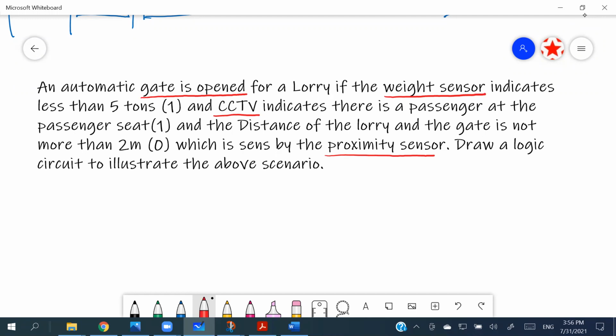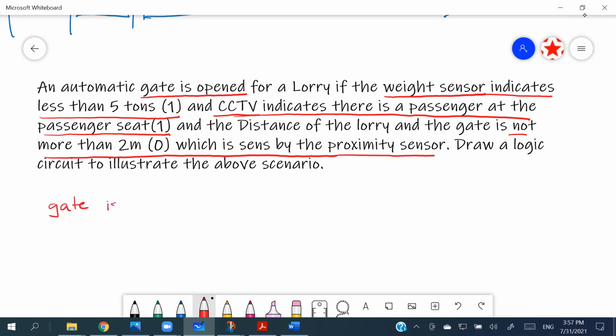Weight sensor should give a 1. Weight sensor indicates less than 5 tons, that is 1. And CCTV indicates there's a passenger at the passenger seat, again 1. And the distance of the lorry and the gate is not more than 2 meters. That means 0, which is sensed by the proximity sensor, right? So if we sum up the things, we can take a relationship something like this.